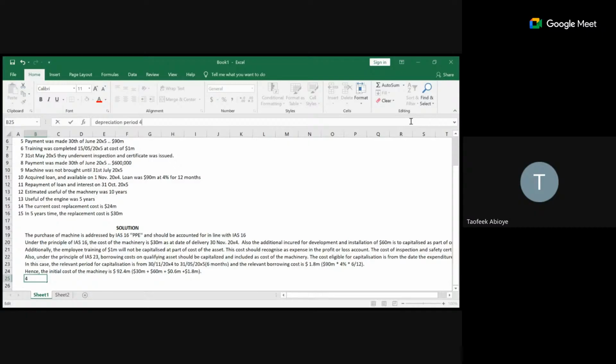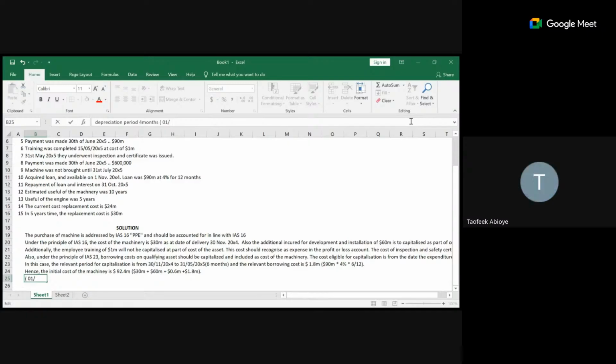Please, are you with me? I'm with you. But I'm confused about that June, because the payment was made on 30th June. We don't need that payment too. They said it was not brought into use until 31st July.